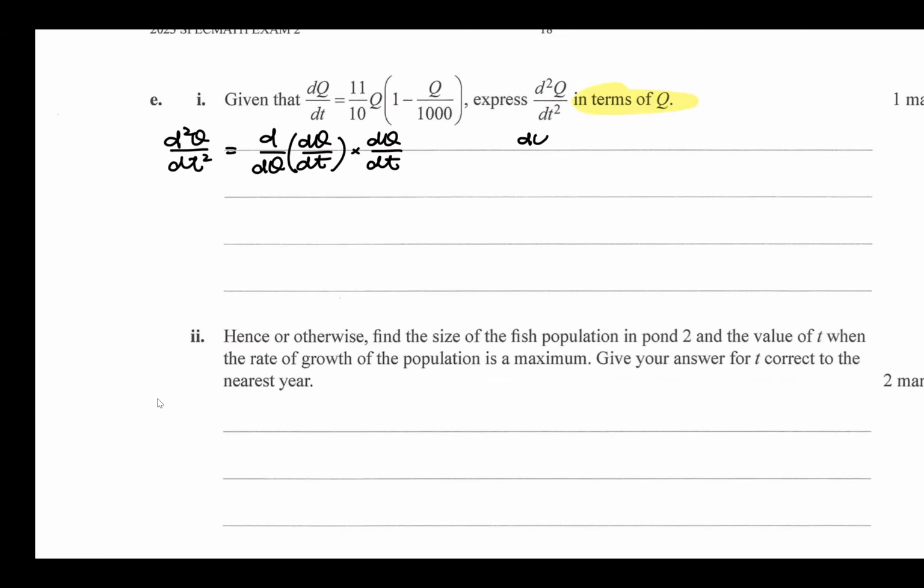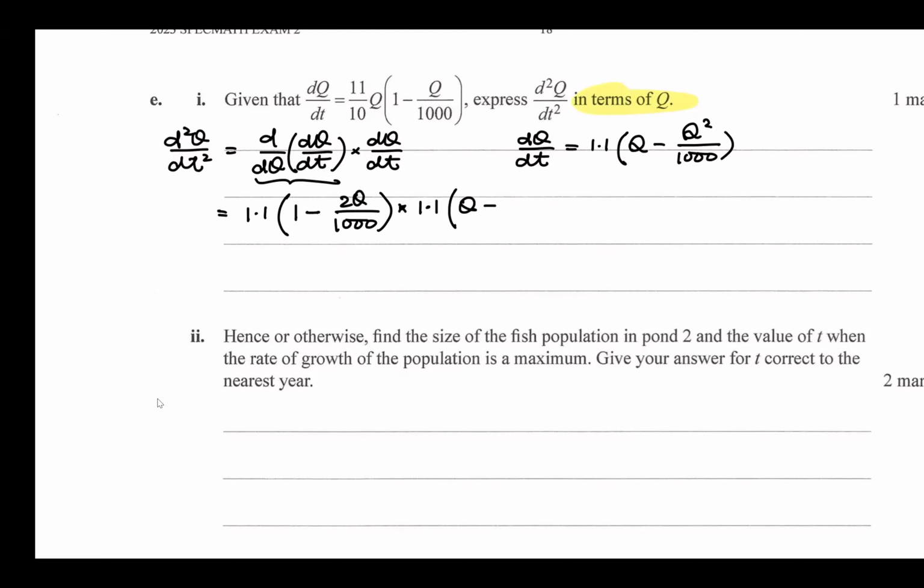Okay, so because dQ/dt equals 1.1Q minus Q squared over 1000, the first bit here is 1.1 times (1 minus 2Q over 1000). Don't forget to multiply by dQ/dt itself though. So 1.1 times (Q minus Q squared over 1000). We tidy up this expression a little bit. So 1.1 squared is 1.21, and the first bracket is 1 minus Q over 500. Second bracket though, take out a Q, get 1 minus Q over 1000.